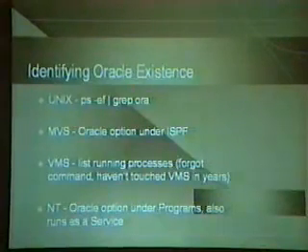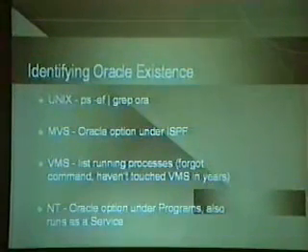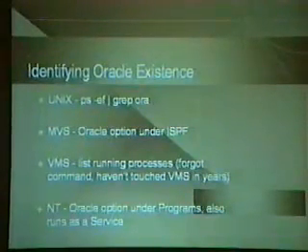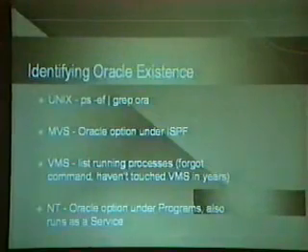Okay, if you're on an OS and you want to know if they have Oracle on that OS, here are some ways you can determine if Oracle is present on that system. On Unix, ps lists the processes and you grep for anything with ORA in it. On MVS, under Interactive System Productivity Facility, there should be an Oracle option. On VMS, you list the processes, and on NT, there'll be an Oracle option under Programs, and it will also be running as a service.